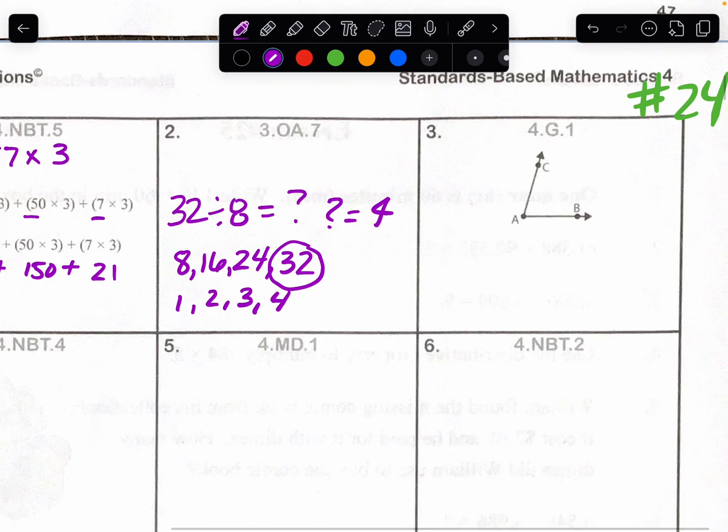Number 3 is angle CAB an acute angle or a right angle? Well, if this were me, I know that a right angle is exactly 90 degrees. And I know that that line does not land on 90 degrees. It's less than 90. So angle CAB is acute.